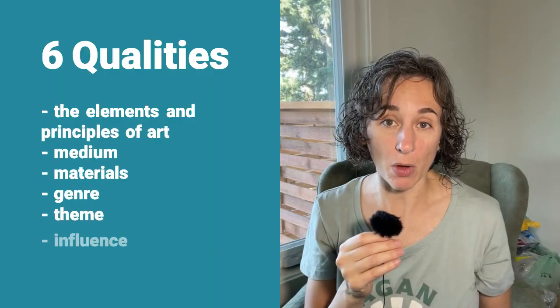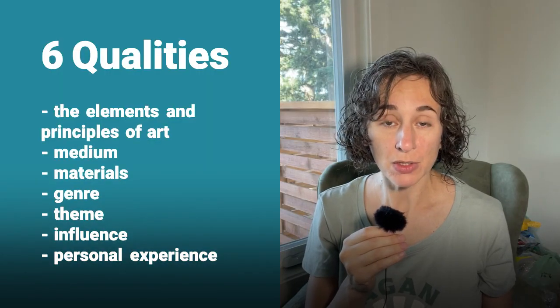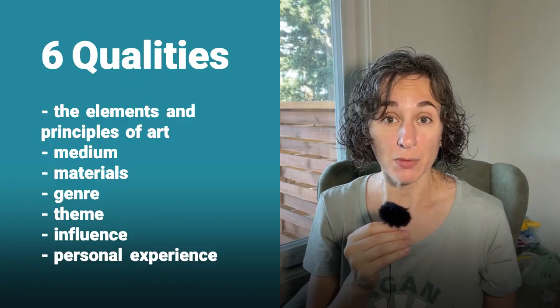There are 6 key qualities of style: the elements and principles of art, medium and materials, genre, theme, influence, and personal experience. By analyzing these 6 qualities, we can uncover what makes an artist's work unique and use this knowledge to develop our own artistic voice. Let's dive into Turner's work through this lens.